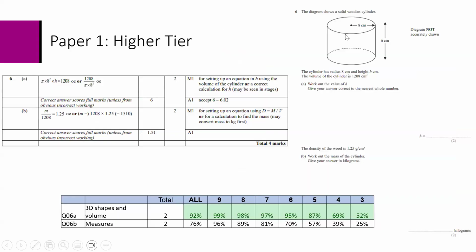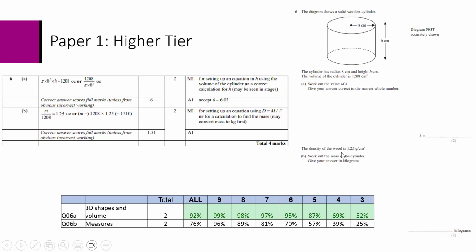Okay. Complex question. So the diagram shows a solid wooden cylinder. The cylinder has a radius of 8 and a height of h. The volume of the cylinder is 1208 cubic centimeters. Work out the value of h. And part A was one of the highest performing question parts on the paper.